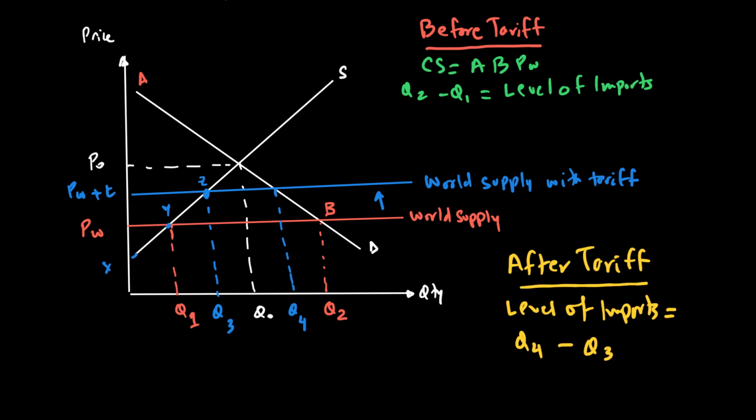And also, more importantly, now the consumer surplus is basically going to be this area A, and I'm going to call this M. So A M P_W plus T becomes my new consumer surplus. In fact, let me call this N, because P_W plus T is too long. So A M N becomes my new consumer surplus.